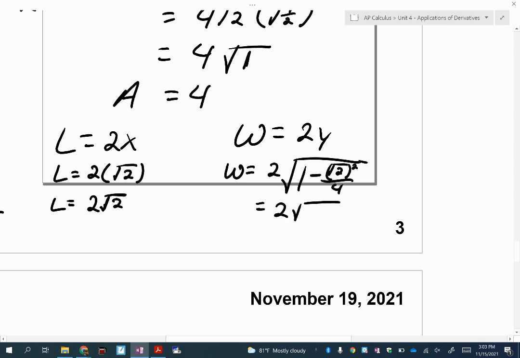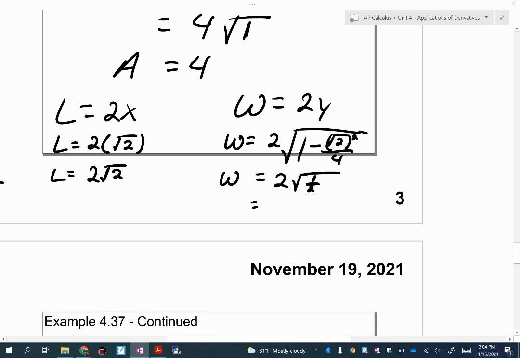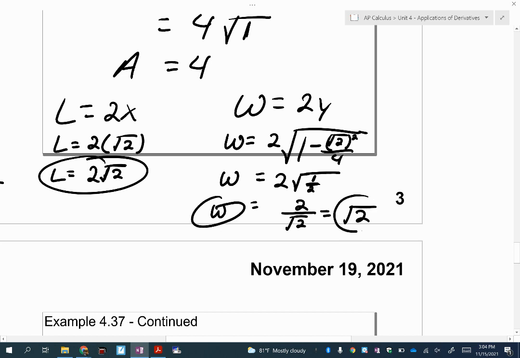That's 2 times the square root of, 2 squared is 2, 2/4 is 1/2, 1 minus 1/2 is 1/2. So this is going to be my width. And let me make that a little nicer. The square root of 1 is 1. So that's 2 over the square root of 2, which if you wanted to rationalize the denominator, would be 2 square roots of 2 over 2, which is just the square root of 2. So here's my length, and here is my width.